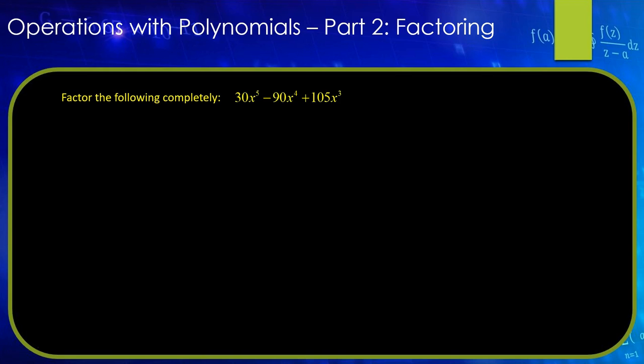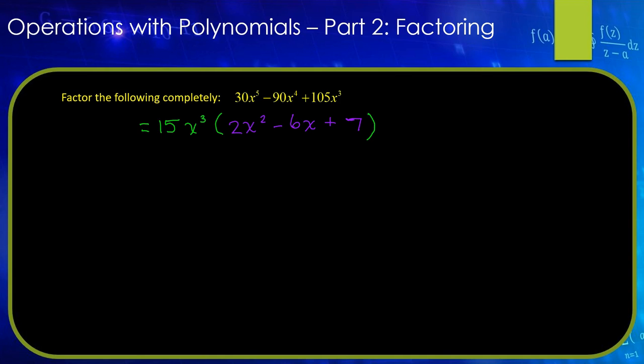I also look carefully, 30, 90, and 105, they're all divisible by 3. They're all divisible by 5. And I find out they're all divisible by 15. That's the greatest common factor for those coefficients. When I look at the powers of x, the smallest power of x that I see in any one of these terms is x to the third power. So I can factor that out. So 15x to the third would be the greatest common factor of these three terms. And when I factor out these three terms, I'm left with 2x squared minus 6x plus 7.